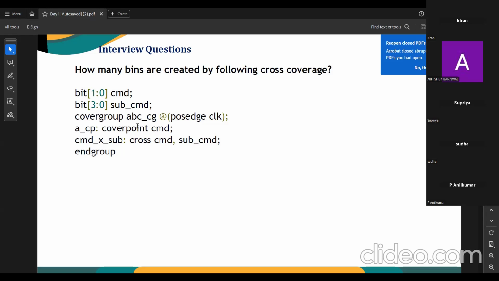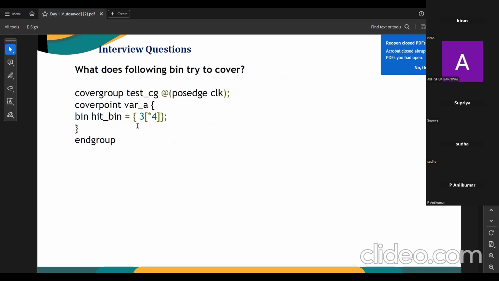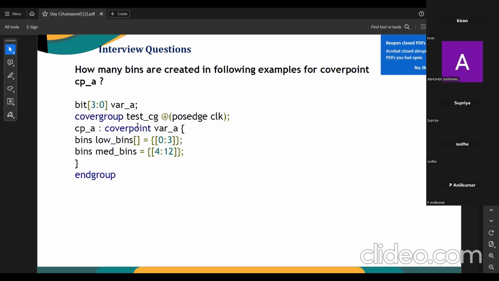And the other thing, if there are examples over there, you can practice them. Or if they have given an example to explain something, you can take that same example, make n number of changes, and observe whether you are able to understand it or not. So now you have learned so many concepts here, like illegal bins, ignore bins, transition bins, and implicit bins.